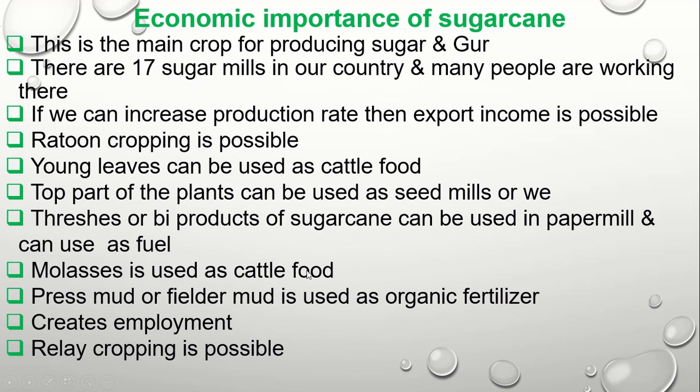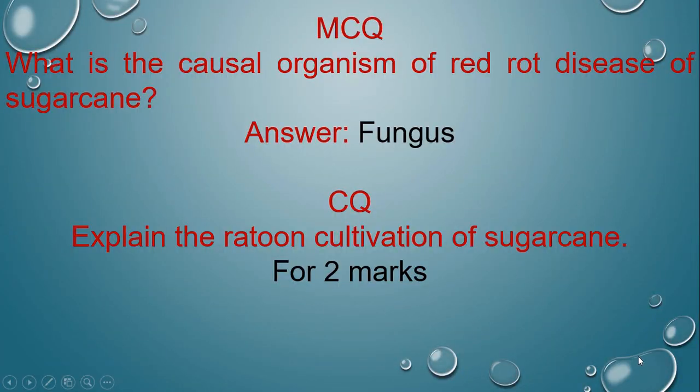Molasses is used as cattle feed. Molasses is a very tasty type of food for cattle. And the filter mud or press mud is used as an organic fertilizer. And I told you before as well, it creates employment opportunities. And relay cropping or mixed cropping is possible. That means inside the sugarcane field, inside the row, we can cultivate other crops. That is called relay cropping, like some vegetables, ginger, turmeric, etc. So this is the economic importance of sugarcane.